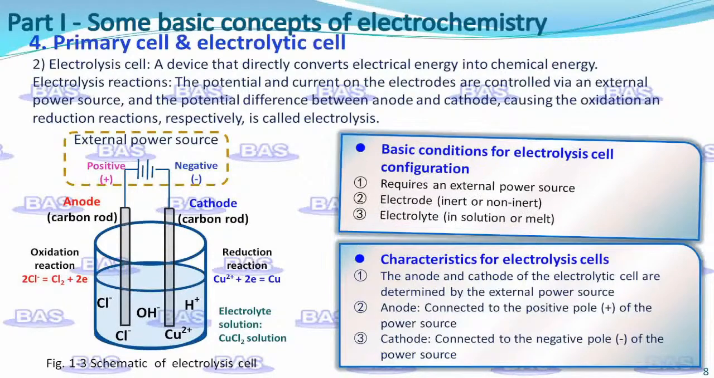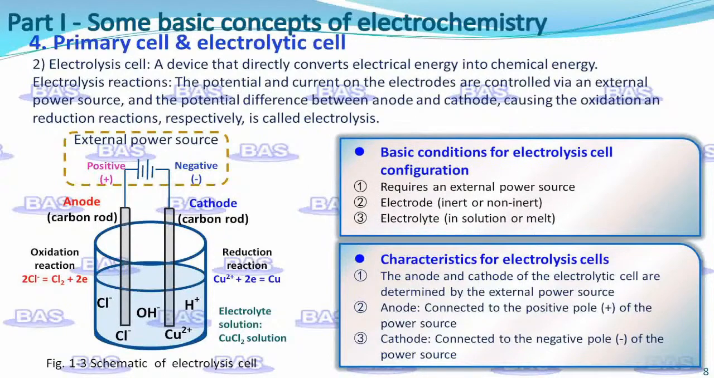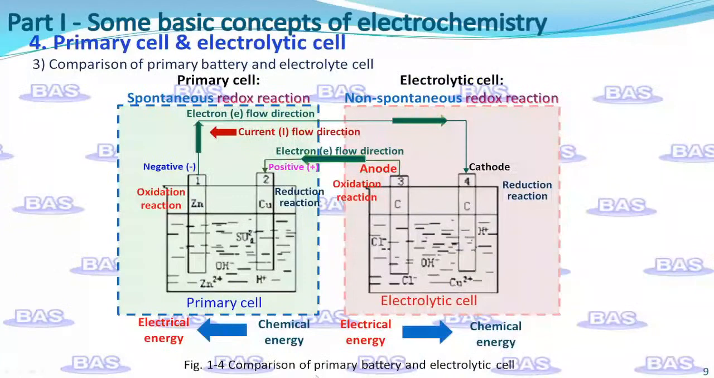The following basic conditions must be satisfied for the configuration of the electrolytic cell, where the electrolytic reaction takes place, and the characteristics of the electrolytic cell. Next, let's compare the primary cell and the electrolytic cell.